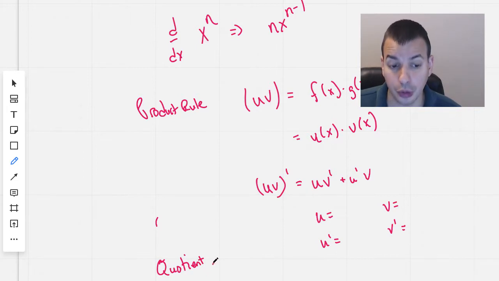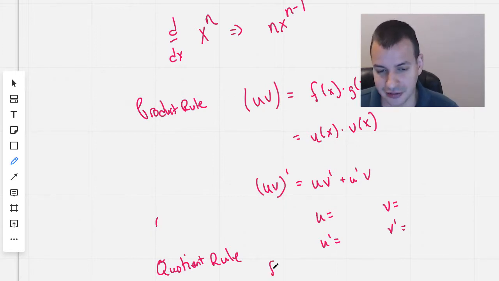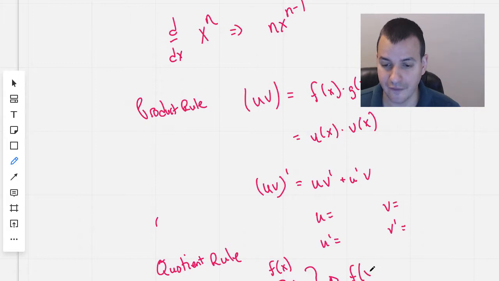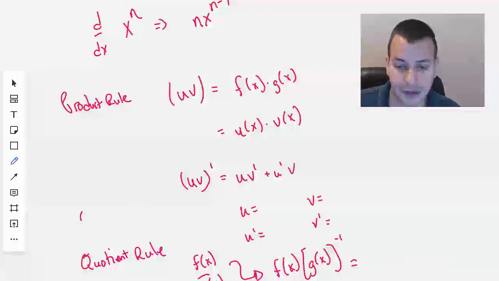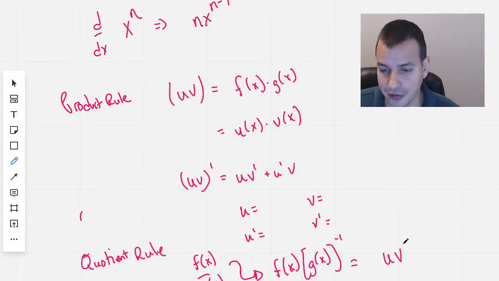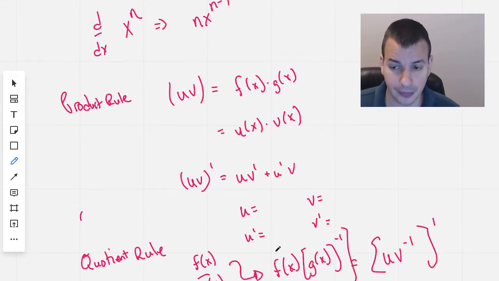So the quotient rule is basically, it's as if you had f of x over g of x. Well, what I would usually say in this case is this is not f of x divided by g of x. This is f of x times g of x, where g of x goes to the negative 1 power. That's kind of the chain rule, which we'll talk about in a sec. So then what you get is u v to the negative 1. And then you take the derivative of such.